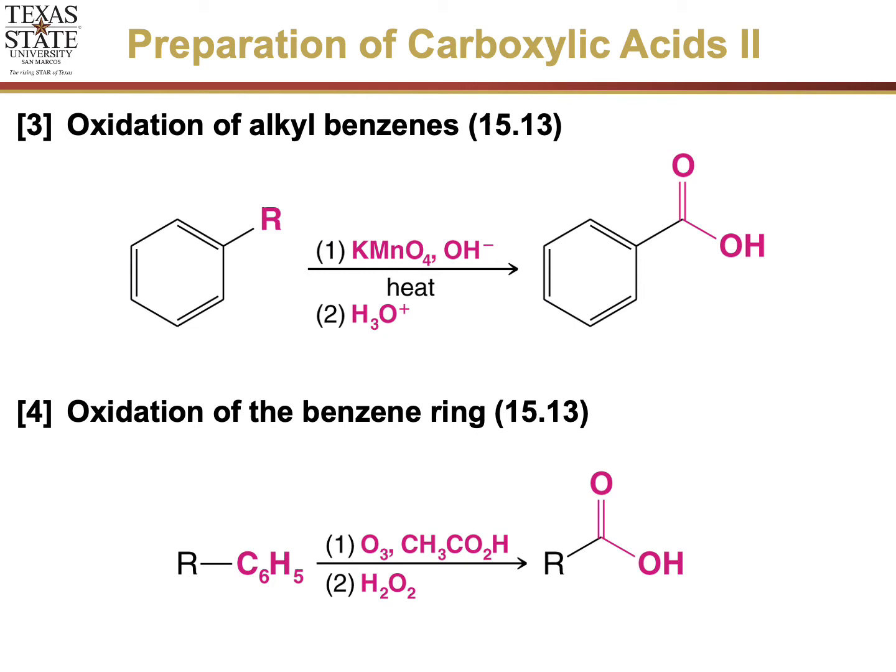However, if we want to oxidize the R group that is next to a benzene ring, it has to be that benzylic position, we can use potassium permanganate and it'll oxidize off any chain. So if you had an ethyl group there, it would still convert it to the benzoic acid.